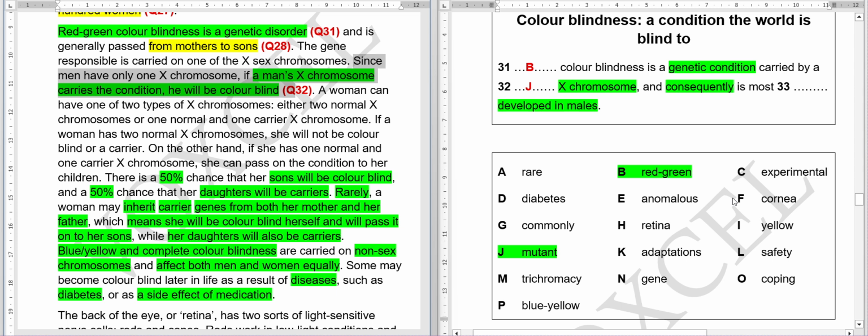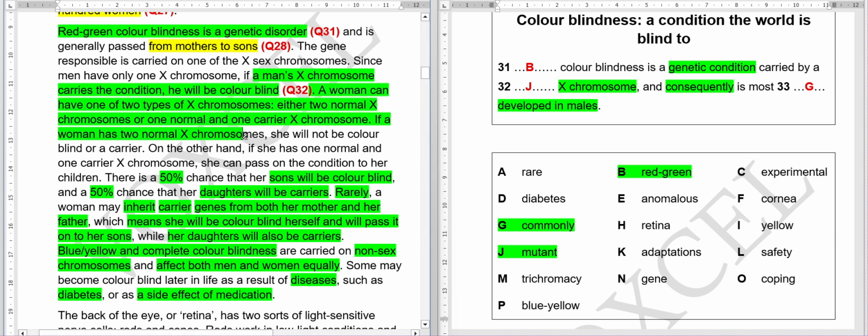Okay, time's up. I'm going to write the answer now, and the answer to this is option G, commonly. So it was quite easy: consequently, it is most commonly developed in males. Why? Because in women it is not that common, but in men it is very common, because we have only one X chromosome.